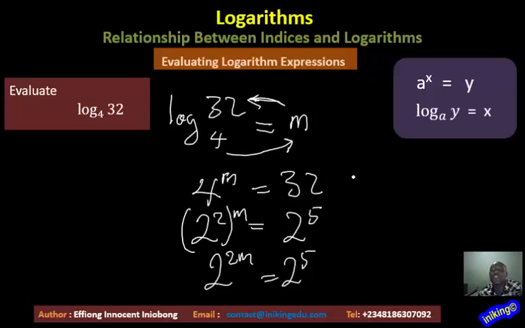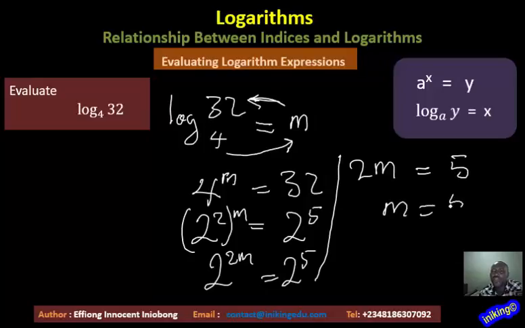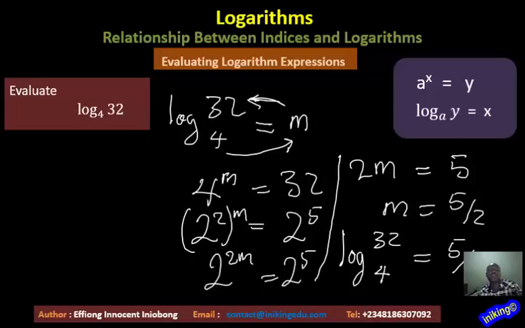Now, solving this exponential equation straight away, we obtain that the two exponents must be equal. Since left-hand side is equal to right-hand side, 2m must be equal to what? 5. M is therefore 5 over 2, which means if I raise 4 to the power 5 over 2, that will give me 32. So, as we were asked to find, the logarithm of 32 to the base of 4 is equal to what? 5 all over 2.